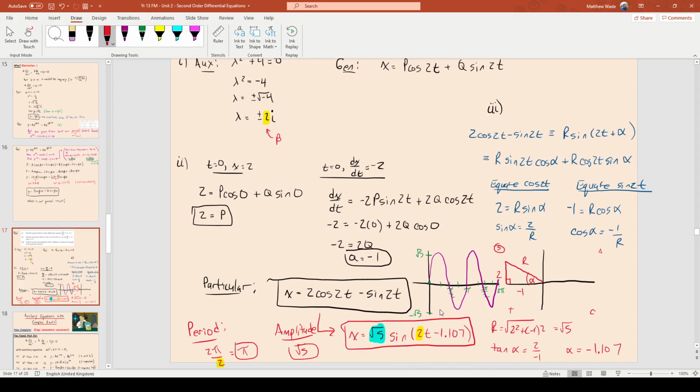And then the next shift, which, oh, here we go. The next shift is 1.107 radians. So what's pi divided by 2? 3.14 divided by 2 is 1.57. So it's shifted to the right by not quite that amount. So it's as though it's going to start here first of all, and then here second of all.